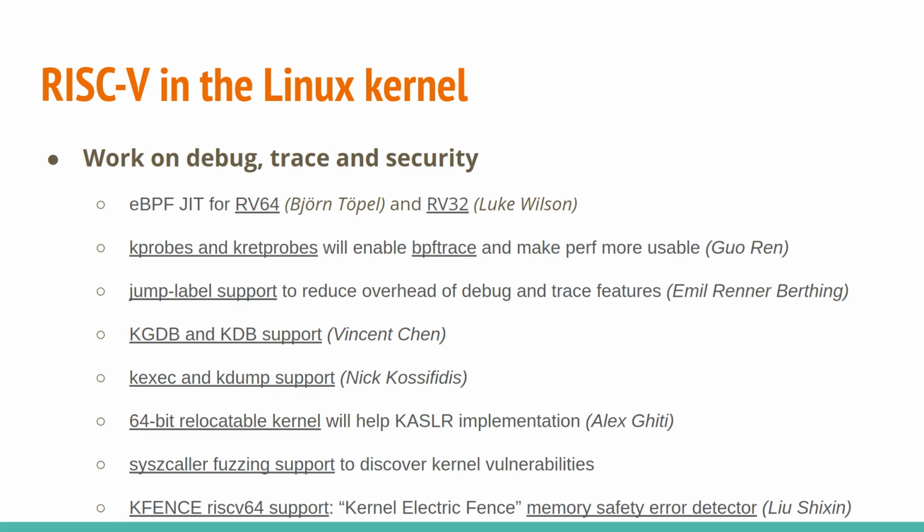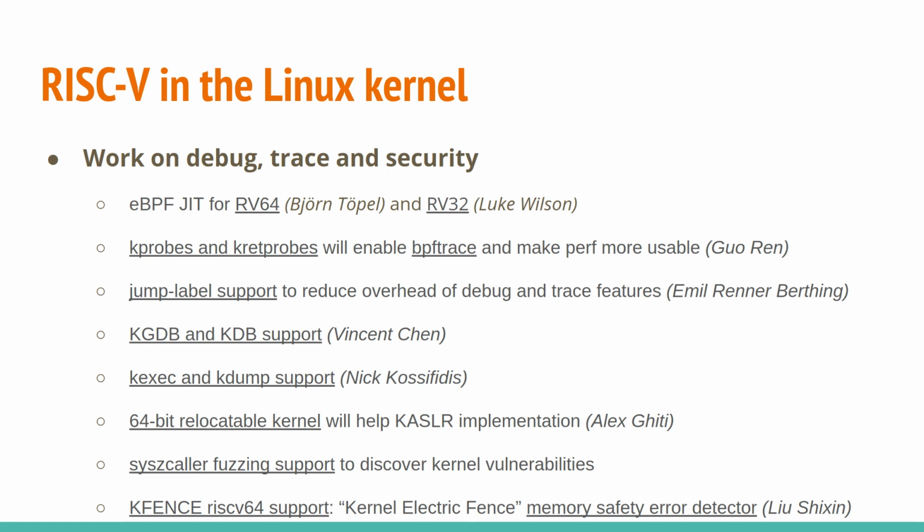So we know that eBPF is something we've seen a lot of new interesting applications for beyond just networking in the Linux kernel. And there's also now support for kprobes and kretprobes, which will allow BPFtrace to be used on RISC-V. There's also jump label support, which reduced overhead of debug and trace features. KGDB and KDB are also being worked on. KExec and KDump support as well.